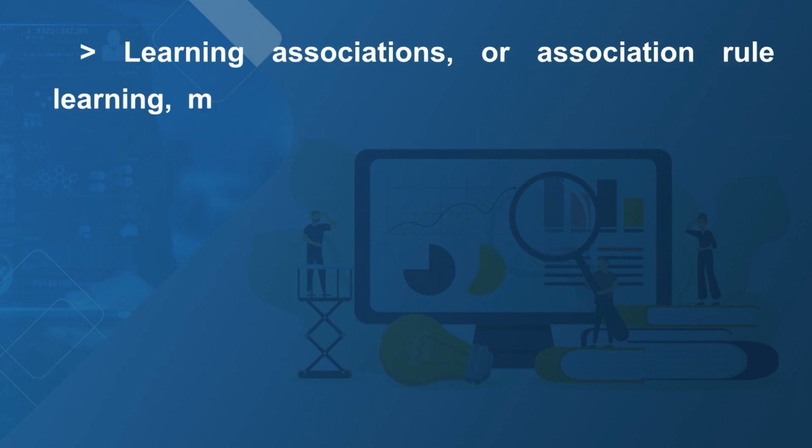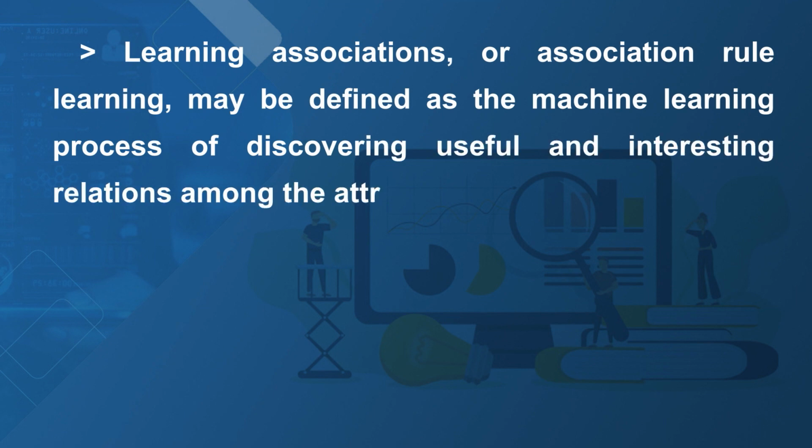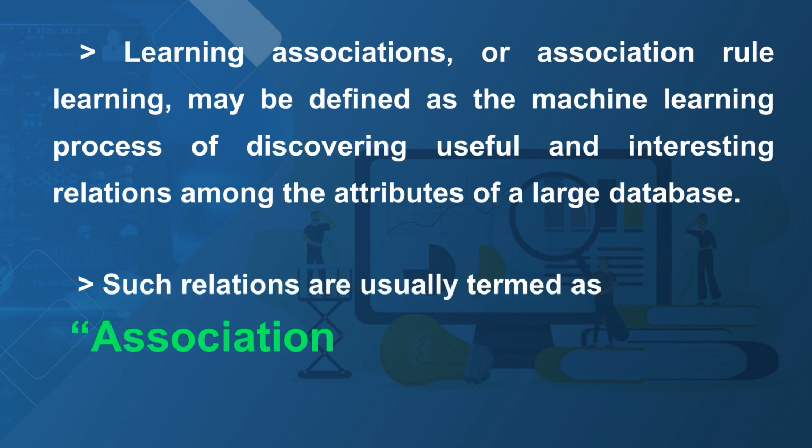Hence, learning associations or association rule learning may be defined as a machine learning process of discovering useful and interesting relations among the attributes of a large database. Such relations are usually termed as association rules.